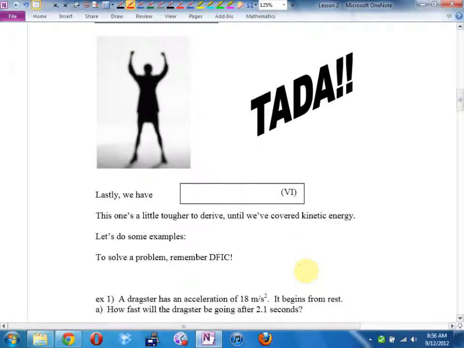The last equation that we're going to be using this unit is a bit yuckier to derive. So here, Dylan, I am going to wimp out. VF squared equals VI squared plus 2AD. It's easier to derive from kinetic energy. It pops out there quite nicely.